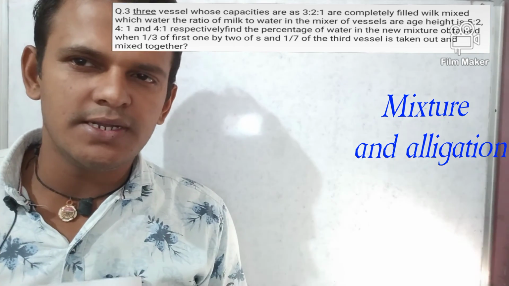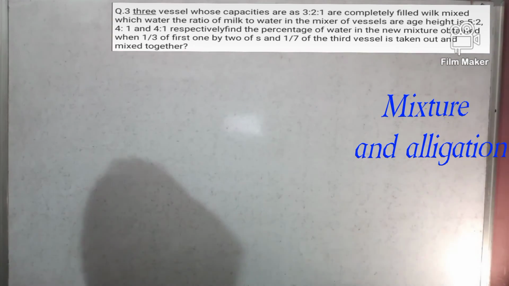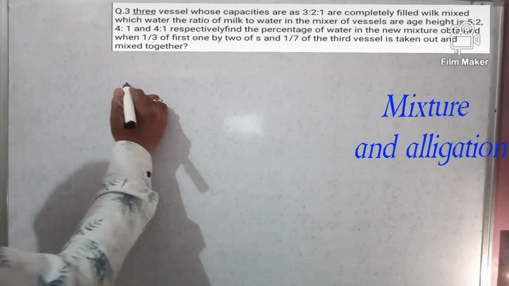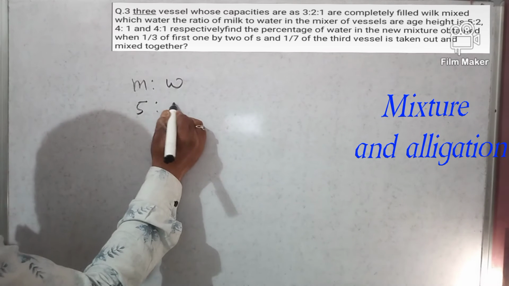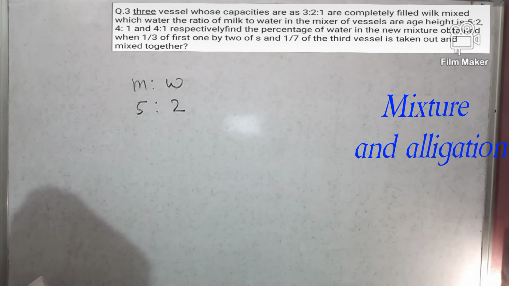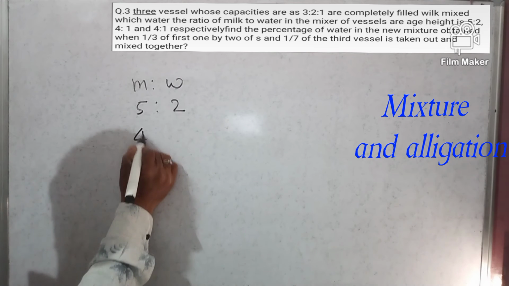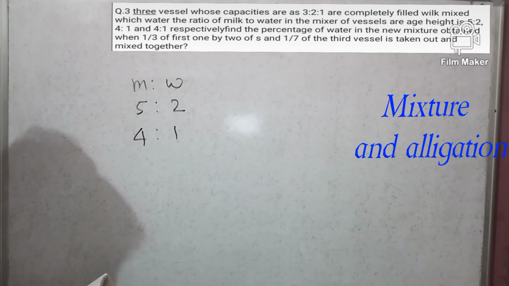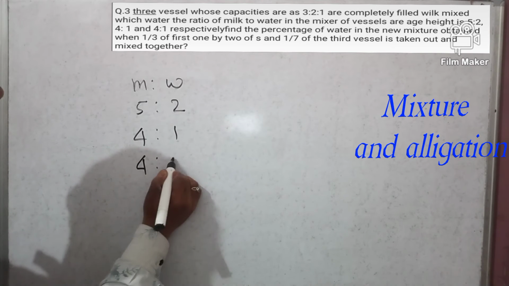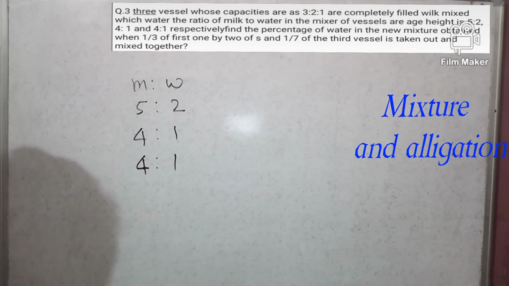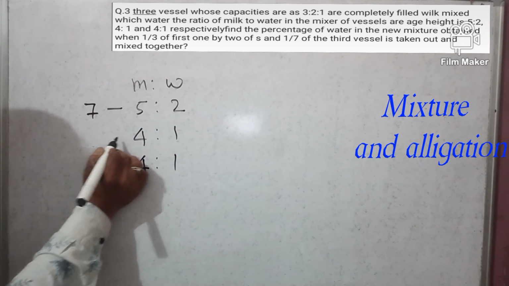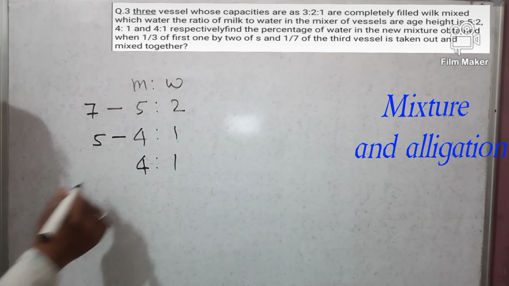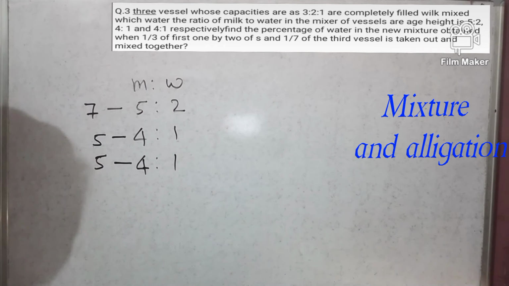Milk and water in the first container is 5 is to 2. In the second container 4 is to 1. And in the third container 4 is to 1 again. Right? So in the first container 5 plus 2 is 7 parts, in the second container 4 plus 1 is 5 parts, and in the third container 5 parts.